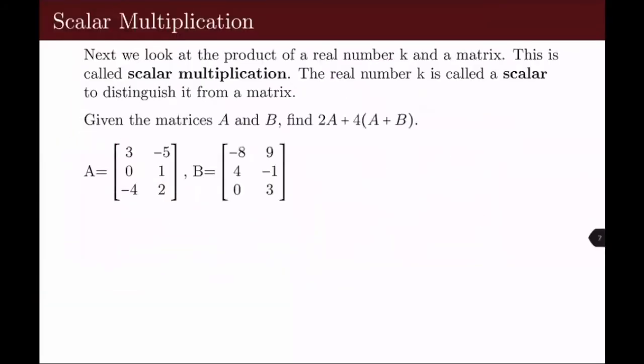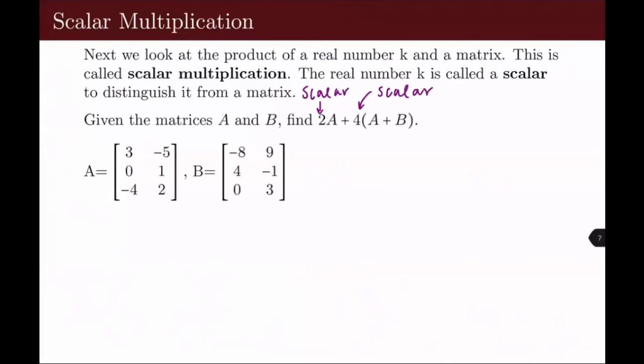So the next thing we want to talk about is scalar multiplication. So a scalar is essentially a number, but you're multiplying the number by the entire matrix. So the definition is we look at the product of a real number k and a matrix. This is called scalar multiplication. The real number k is called a scalar to distinguish it from the matrix. So here 2, this is a scalar, and 4 is a scalar as well.